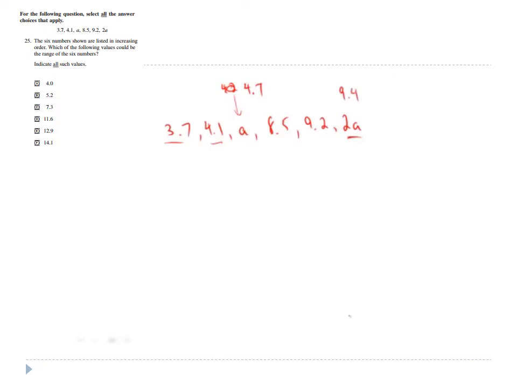If that's the case, what's the range? The greatest minus the smallest. So we have 9.4 minus 3.7, and that yields 5.7. And so we can, just like that, knock off answer choices A and B because they're too low. So we're finding the range, the limits. Now we can say, well, A has to be less than 8.5, but what if it's 8.4?